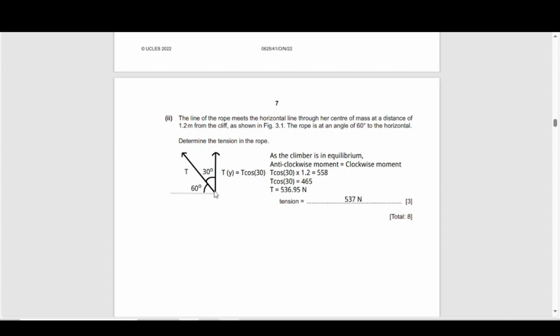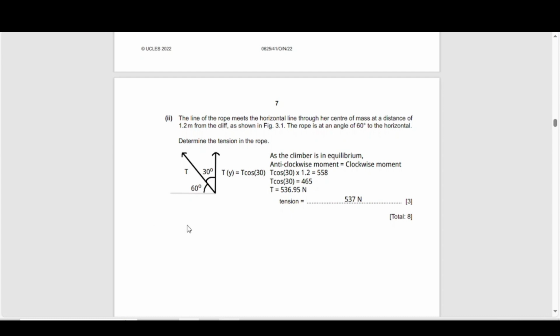So T is the hypotenuse, and this perpendicular component is adjacent to the 30-degree angle. And the way I got this 30-degree angle is we've said that the rope is 60 degrees to the horizontal. Then obviously the perpendicular here, which is the vertical, will be 90 degrees from the horizontal. So if the rope is already 60 degrees from the horizontal, then the remaining angle is 30 degrees. So that's how we got this angle here.